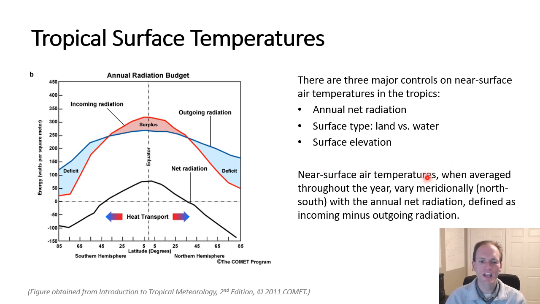So again, near surface air temperatures, when they're averaged throughout the year, tend to vary meridionally or north-south with that annual net radiation. So it's warmest near the equator and cooler at higher latitudes, on average throughout the year. Now that's not to say that it can't get warmer at higher latitudes on any given day than it is at the equator. We've seen days of 90, 100-degree weather here in Wisconsin that would have been warmer than it was on the equator that day. But again, we're looking at longer term averages over the course of an entire year. And it's certainly not warmer here than it is there.